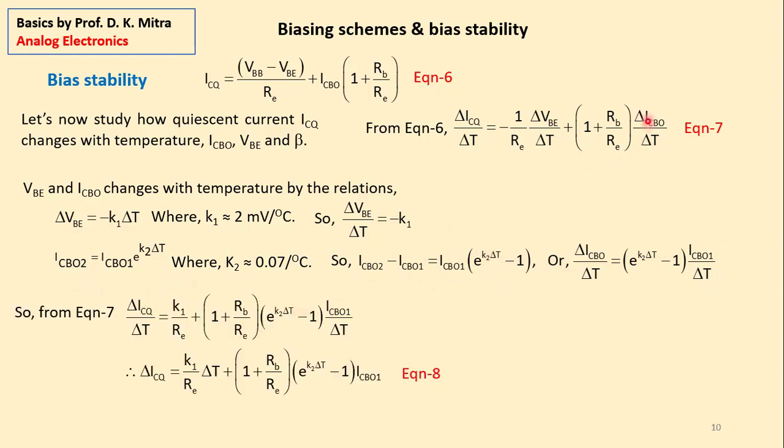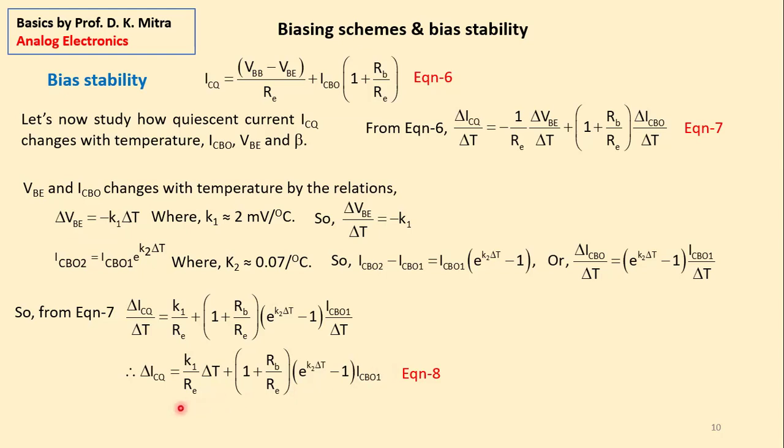Now from equation 7, we get del ICQ by del T as 1 by RE, del VBE by del T is minus K1, so it is minus K1 by RE, and this factor 1 plus RB by RE. Then del ICBO by del T is this equation, so we put this equation here. Now we multiply both sides by del T. So del ICQ is equal to K1 upon RE del T plus this whole factor, and ICBO1 remains while del T vanishes. This is equation 8.